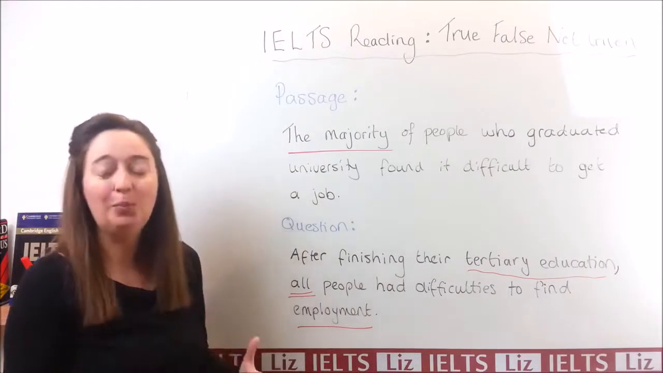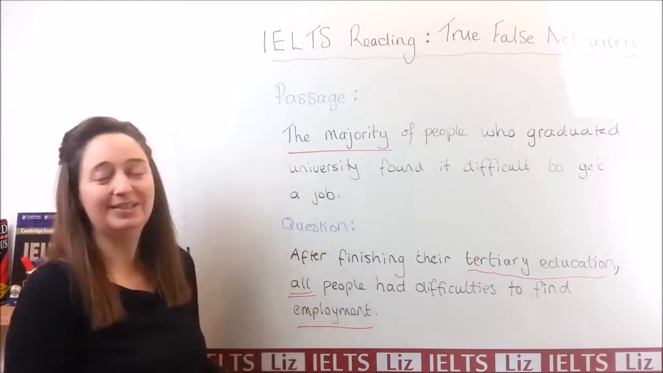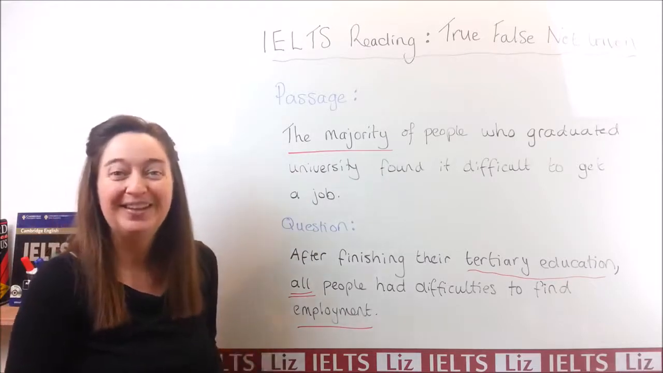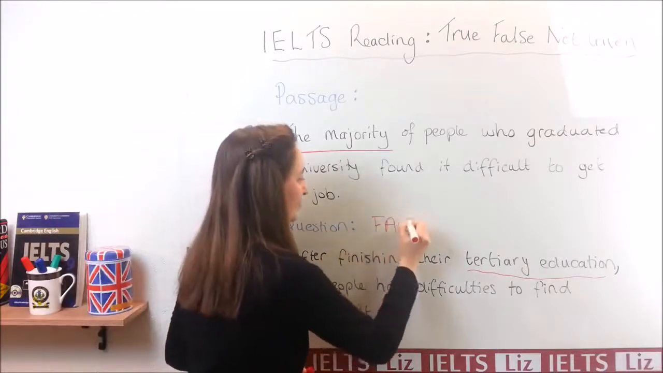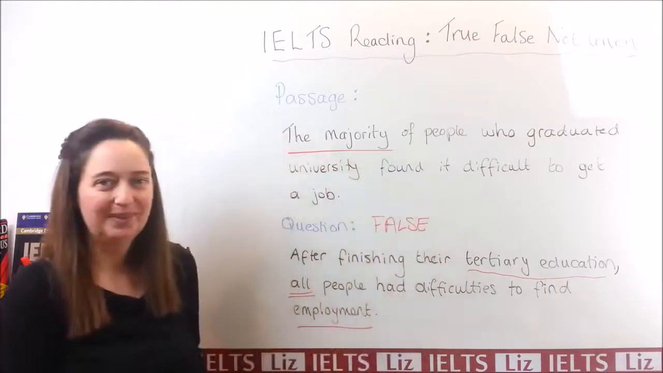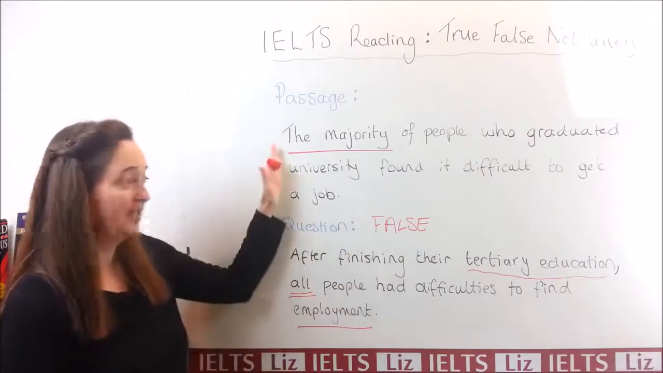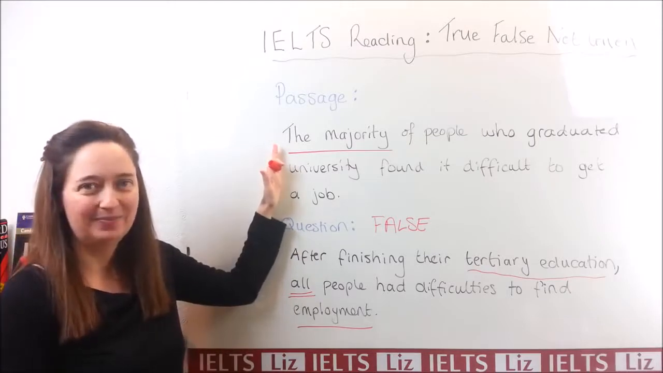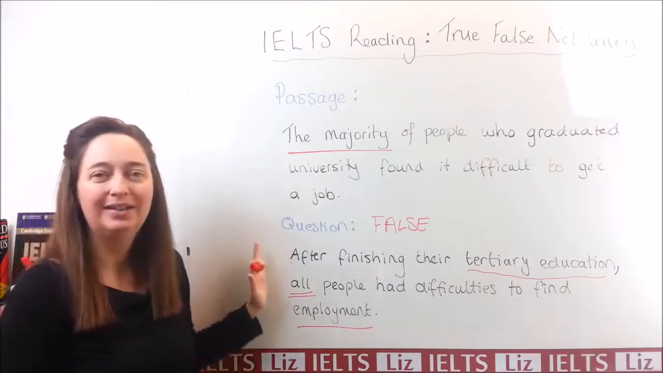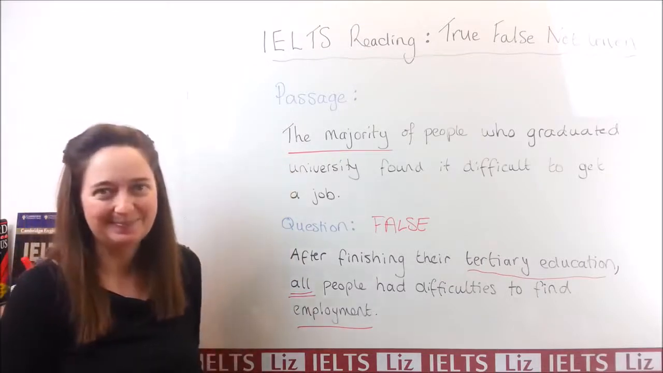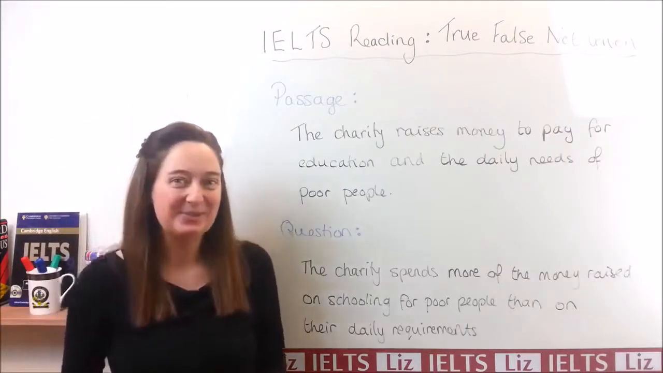If it's, is it all people or not all people? And majority means not all people. So the answer to this one is false. The information in the statement does not match. It's opposite to the information in the passage. Some of the words are similar, but the whole statement does not have the same meaning. So that's one example. Let's have a look at another.